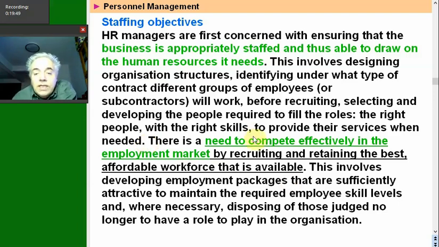There is a need to compete effectively in the employment market by recruiting and retaining the best affordable workforce that is available. This involves developing employment packages that are sufficiently attractive to maintain and acquire employees' skill levels and, where necessary, disposing of those judged to no longer have a role to play in the organization.